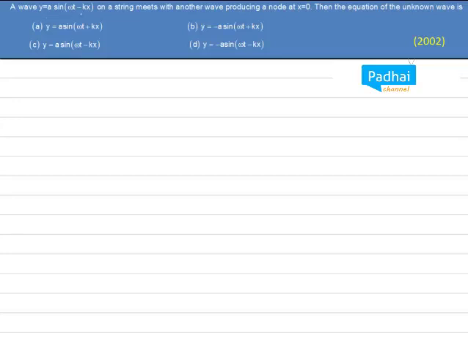A wave y equal to a sine omega t minus kx on a string meets with another wave, producing a node at x equal to 0. They are interfering with each other and then producing a node. Then what is the equation of the unknown wave? y1 is given by a sine of omega t minus kx. Now we know this equation.